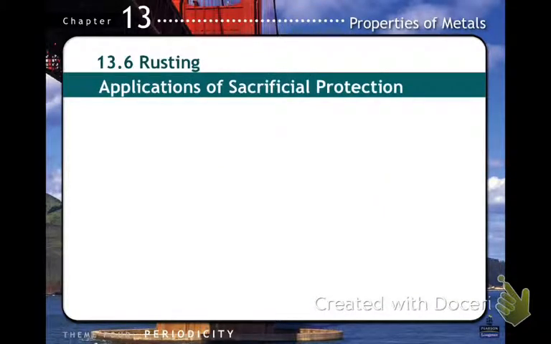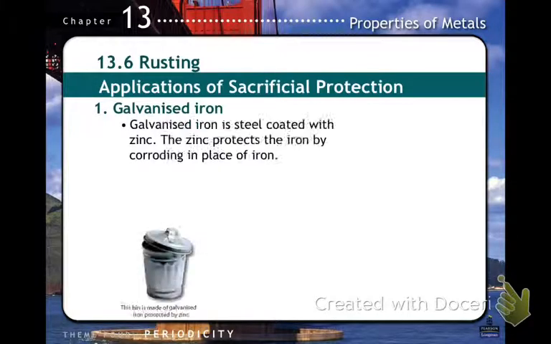Now, applications of sacrificial protection. Basically, sacrificial protection is like galvanized iron. Galvanized iron is what most of our steel products are made of. Galvanized iron is steel coated with zinc. The zinc will protect the iron by corroding in place of iron.